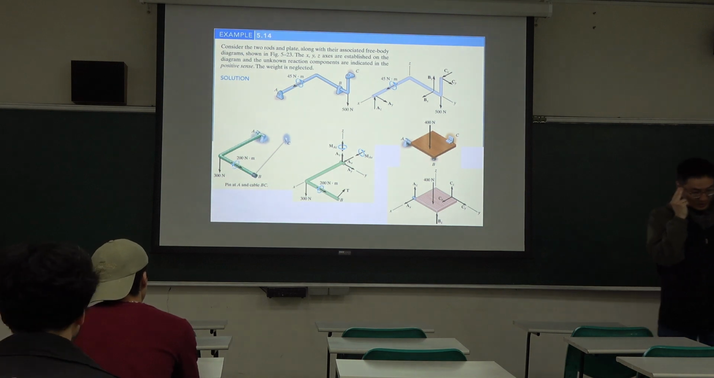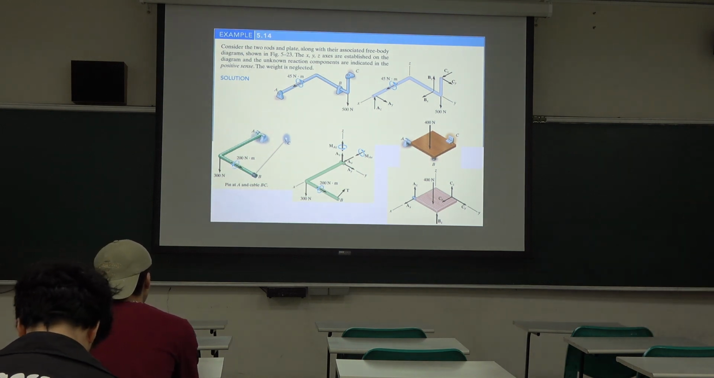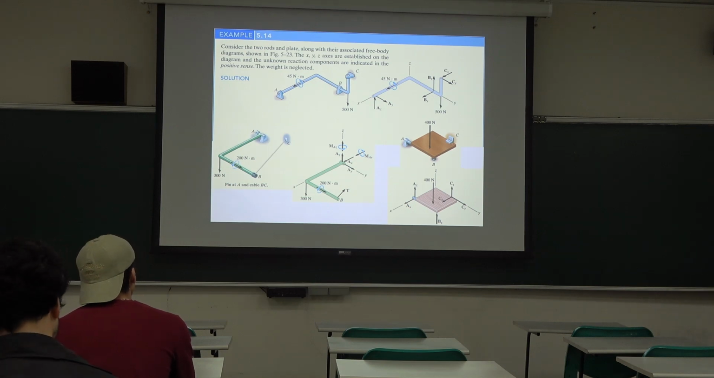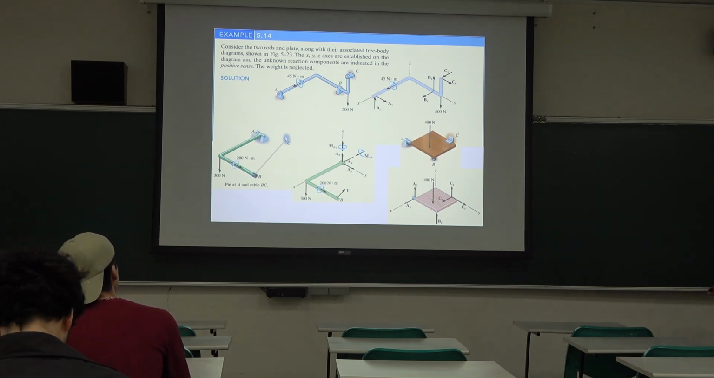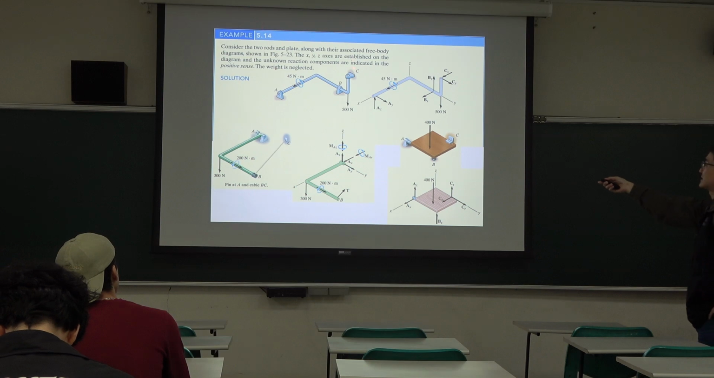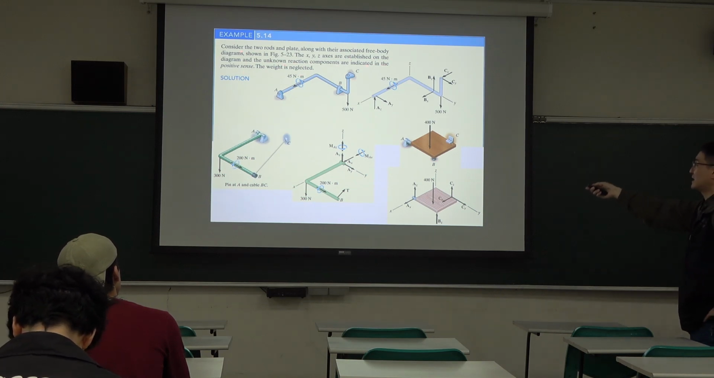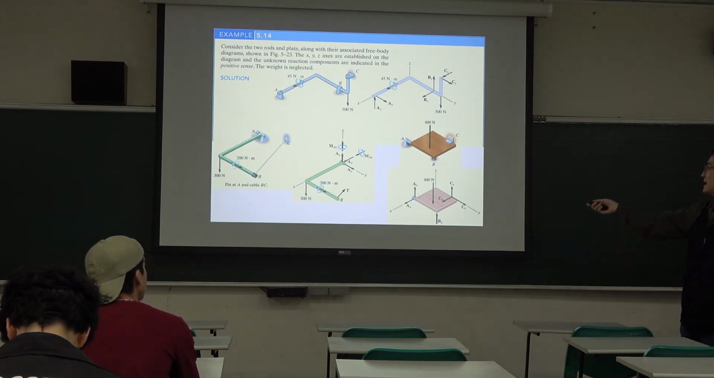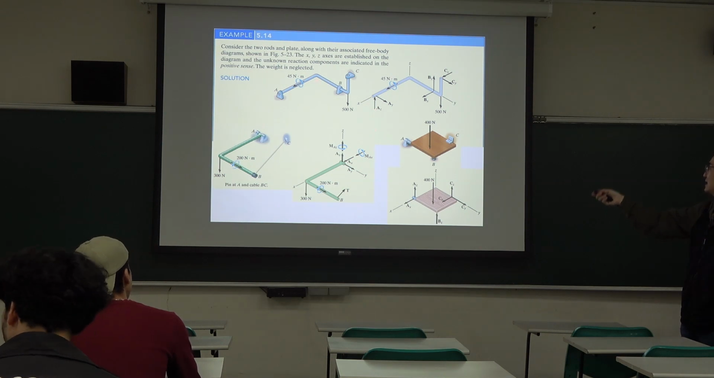Okay, then we go to a 3D problem. Considering the 2 rods and plate along with their associated free body diagrams, shown here, the XYZ axes are established on the diagram, and the unknown reaction components are indicated in the positive sense, and the weight is neglected. Anyway, there are 3 different cases.